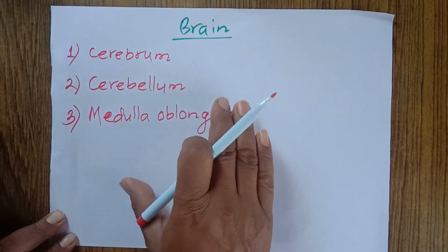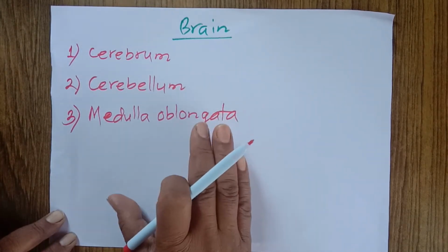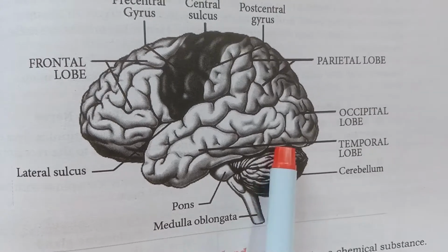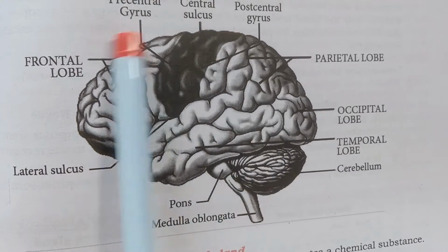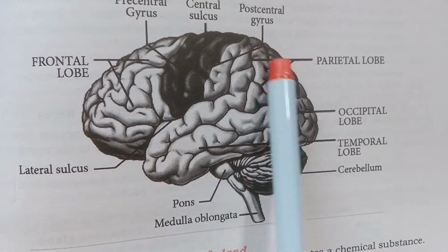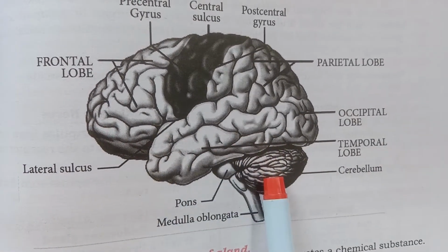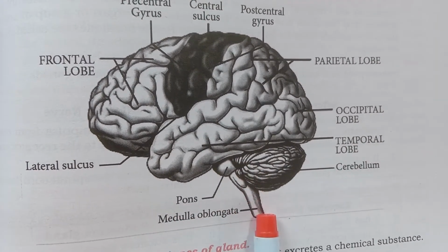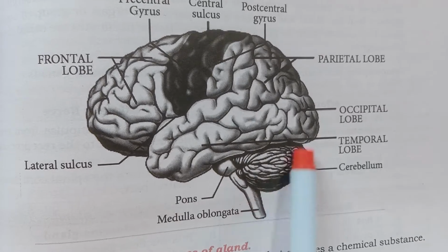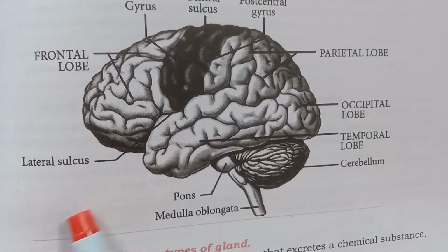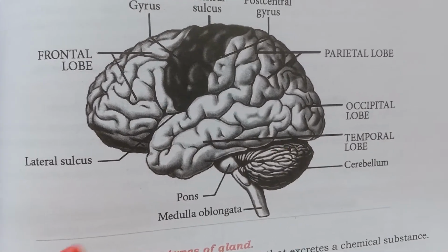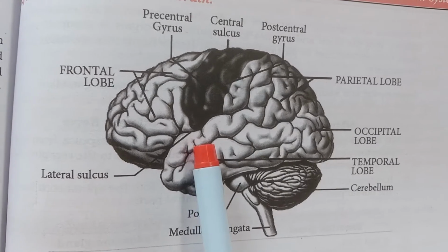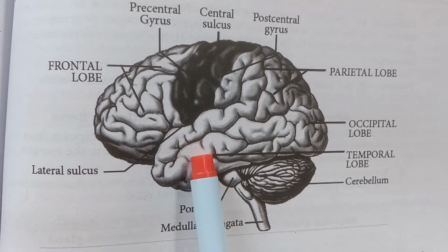Okay, I want to show this with the help of a diagram. Let's go to diagram. Here, the upper part is cerebrum, and this part is cerebellum, and the lower side, this part is medulla oblongata. We are talking about cerebrum first. This big part is cerebrum. Today I want to talk about this cerebrum only.